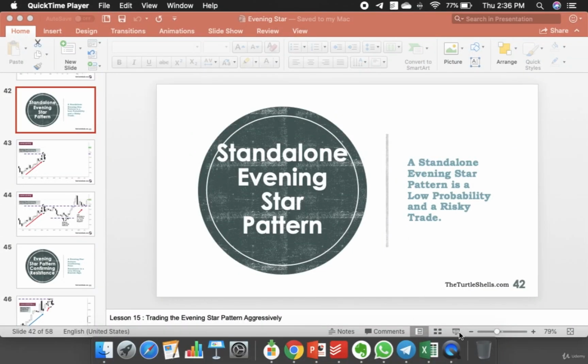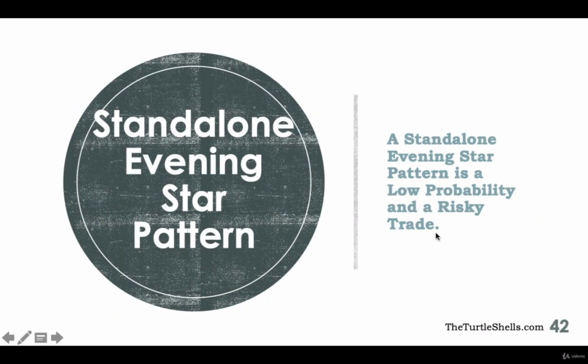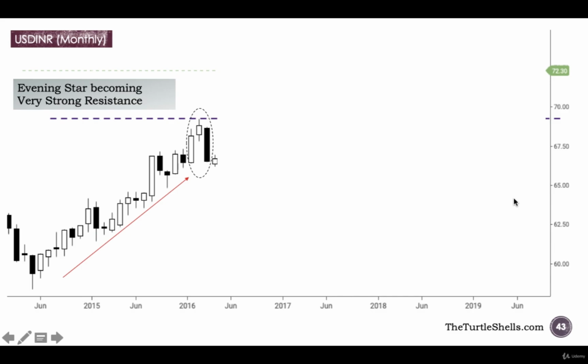Alright, now let's have a look at our old model, the standalone evening star pattern. Evening star that does not confirm prior resistance is a low probability risky trade, and it is also an aggressive trade. Okay, so we have a currency chart. This is monthly chart of USD INR, the dollar Indian rupee. Evening star becoming very strong resistance.